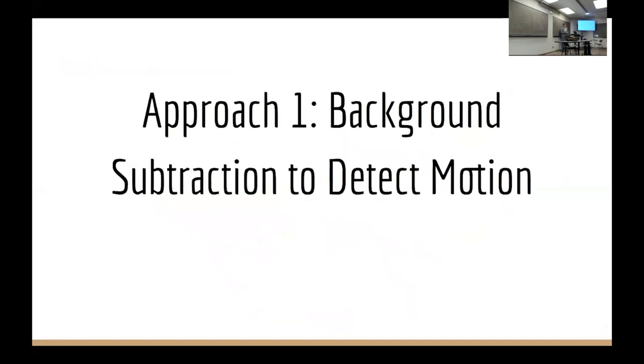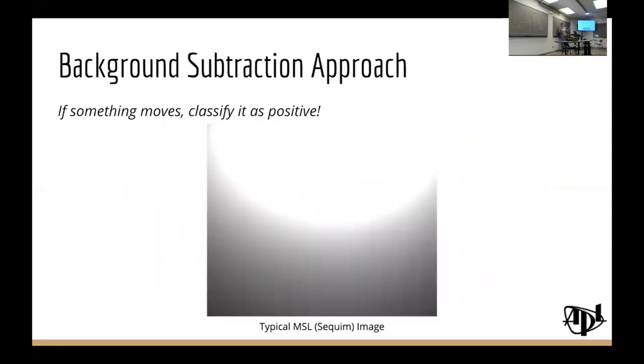All right, so now we can start with the first approach, which was the background subtraction method. And this approach is relatively simple. If something moves, we're going to say that that's a detection. It's very simple, but if you look at the typical MSL image, where we are essentially looking at a sun in the water column, or if there's clouds, we're just looking at a blank image of the water column, this is potentially an applicable application.